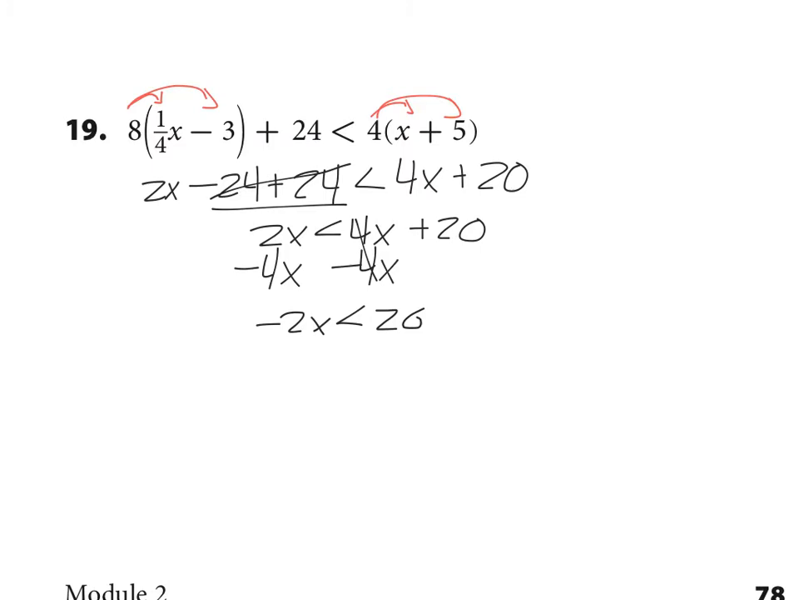Then to get rid of the negative 2, I divide by negative 2. Again, I'm dividing by a negative. So since I'm dividing by a negative, remember, got to flip my inequality symbol. So that's going to give me x is greater than negative 10.